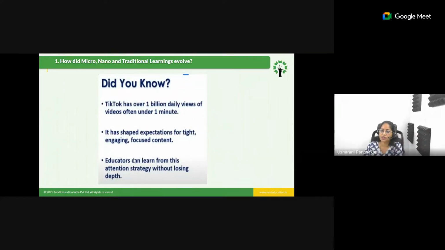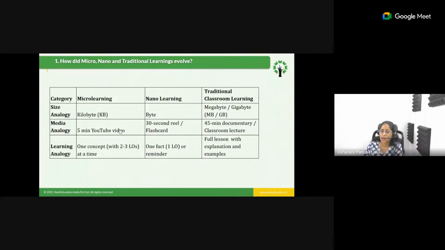So this is about the TikTok videos I'm speaking about, where the viewers are more than 1 billion. The main reason is that it is more engaging and the content is focused. Whatever we want, we get within minutes and within seconds. And coming to the topic of micro learning, how it is connected to what we are saying today is what you can see in the table format.